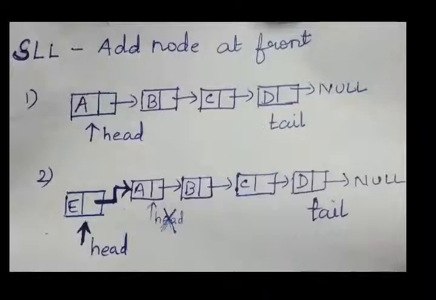Look at diagram 2. E is a new node that I am going to add at the front. So what are all the things I have to do now to make the new node E the head node? There are 4 steps in total.